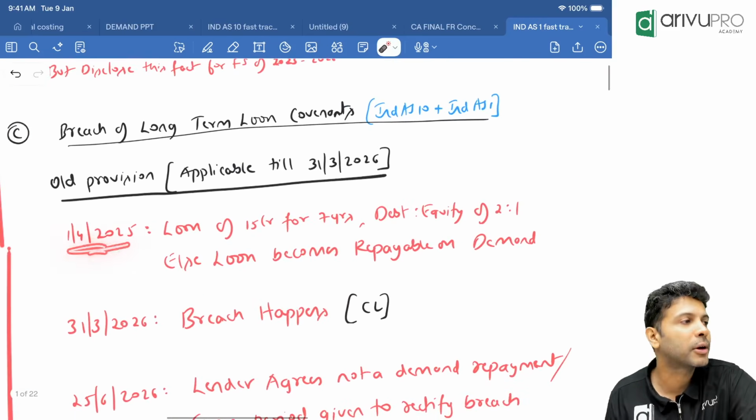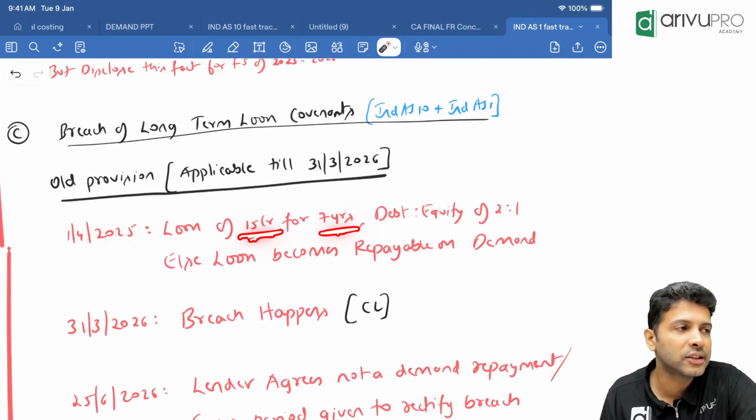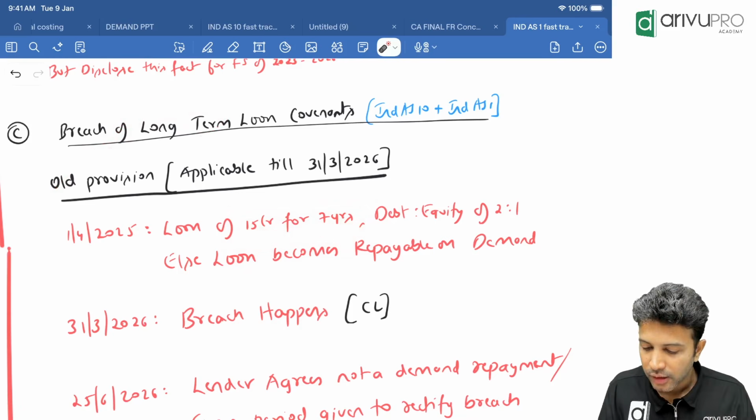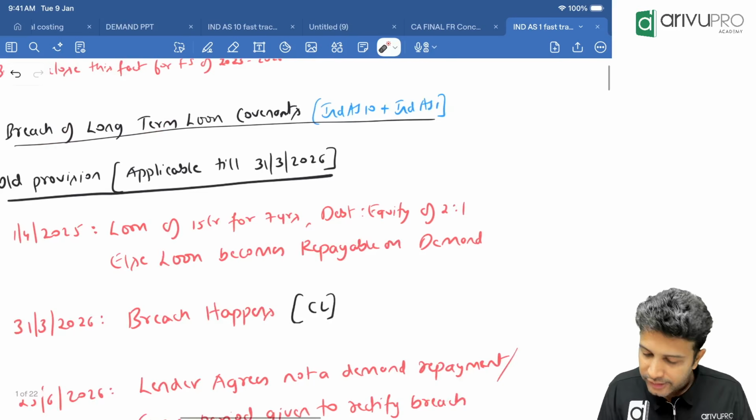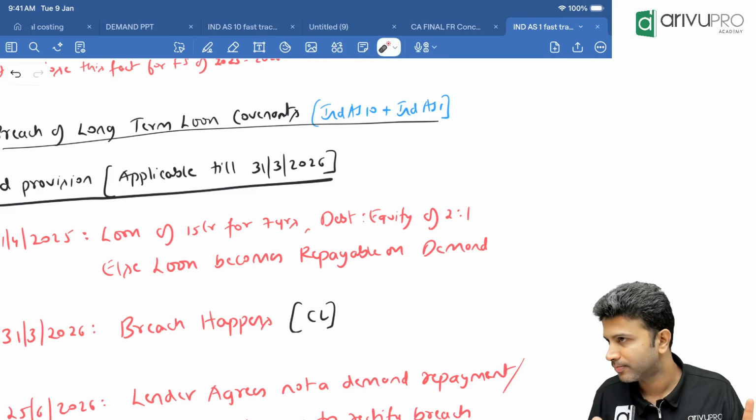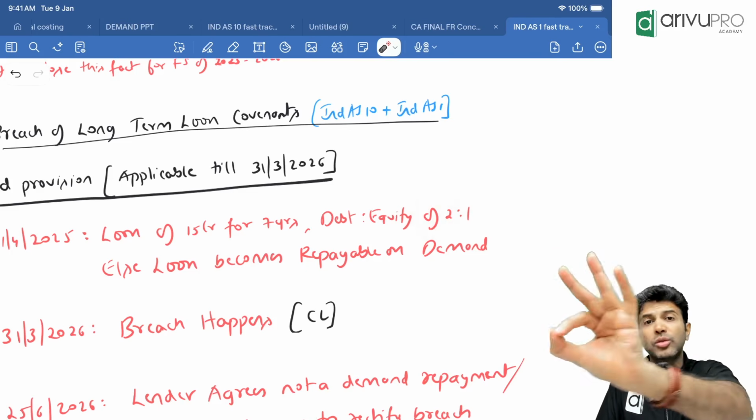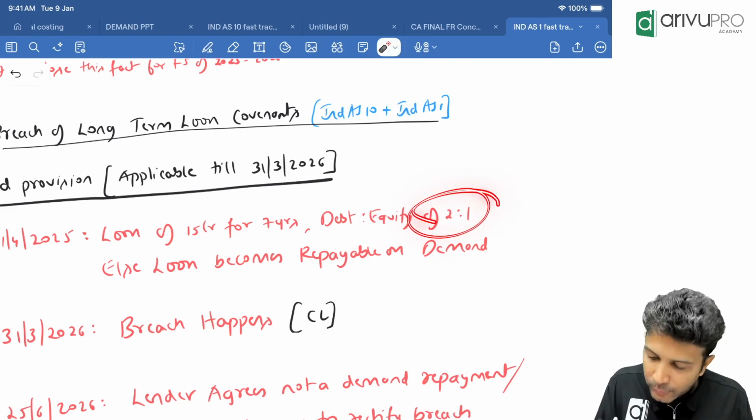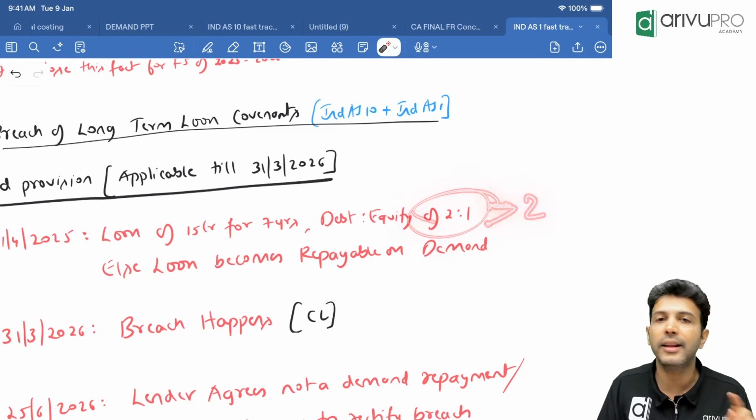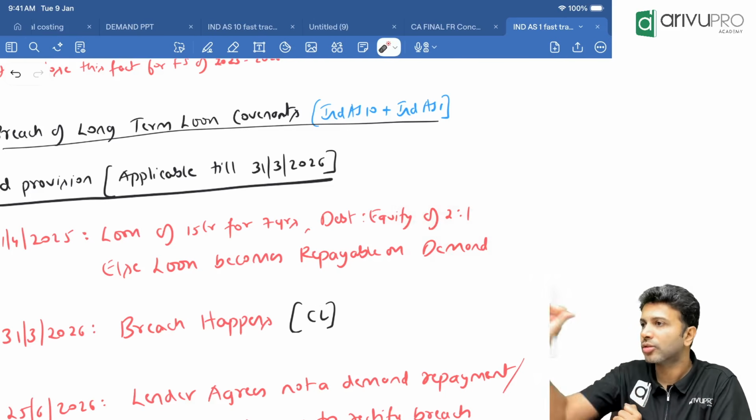Let's say on 1st April 2025, a company has taken a loan of 15 crore. For how many years? 7 years. So it is obviously a long-term loan. One other condition for this loan is that the debt equity ratio should be maintained at 2:1. It should not exceed 2, meaning for 1 rupee equity, the maximum debt you can borrow is 2. That was one of the conditions. If the debt equity ratio exceeds 2, then debenture holders or bank people can take back their money. That was one of the conditions.